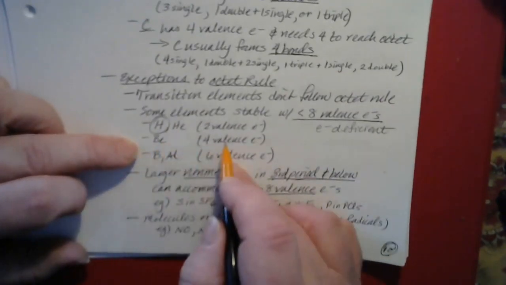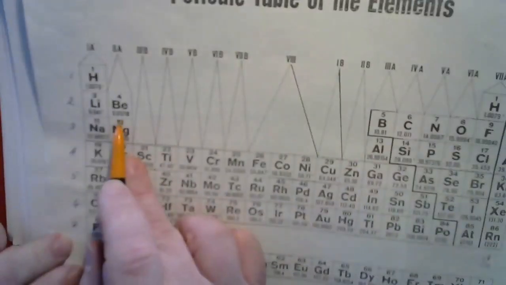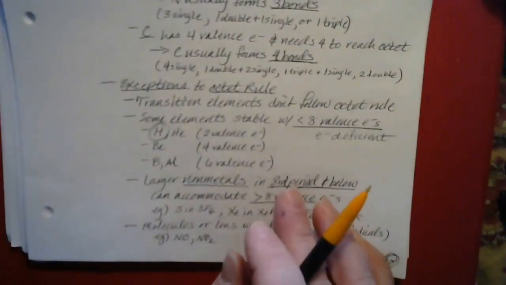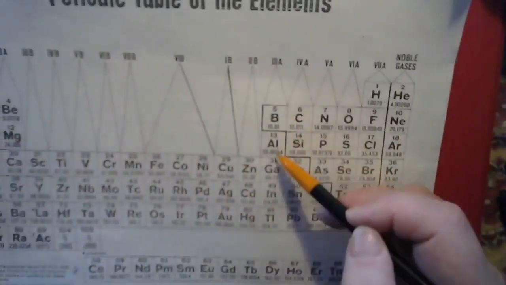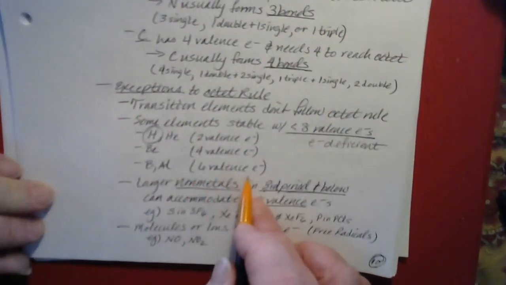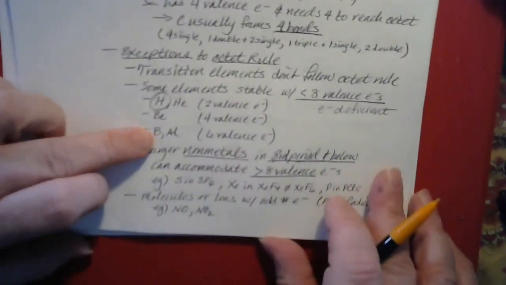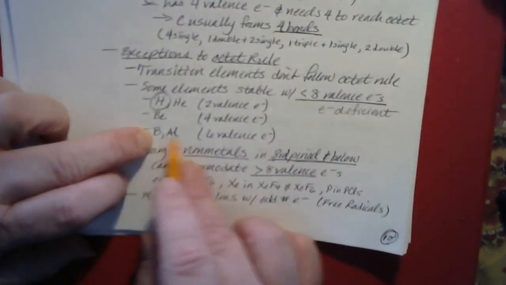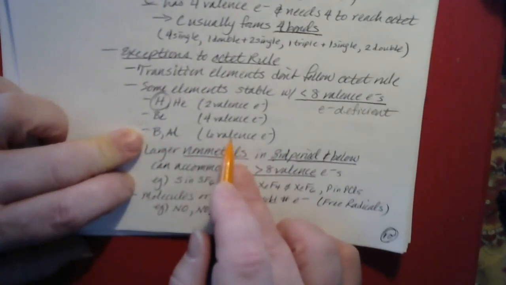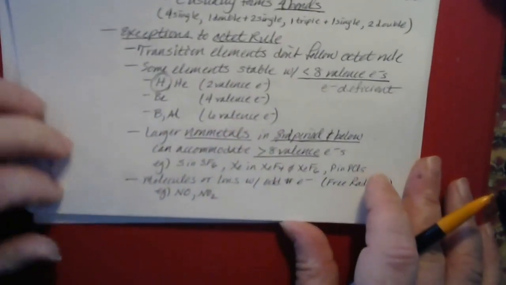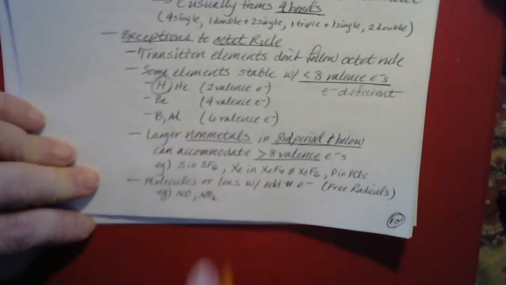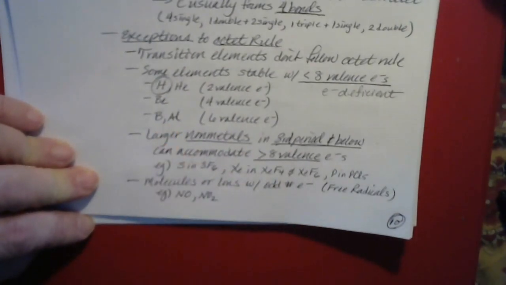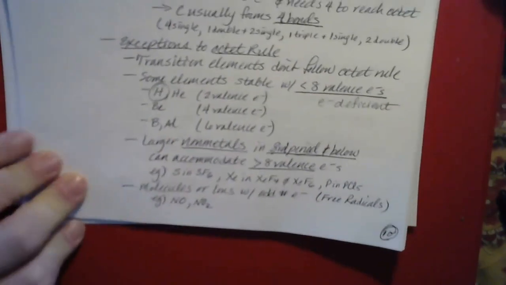Beryllium can be satisfied with 4 electrons around it. Boron and aluminum can be satisfied with 3 pairs of electrons or 6 valence electrons around them. Although that doesn't mean that they will never have an octet, they can be satisfied with 6. So if you end up with a structure for a simple molecule and it has boron or aluminum in it, don't be surprised if you only have 6 electrons around the boron or the aluminum.